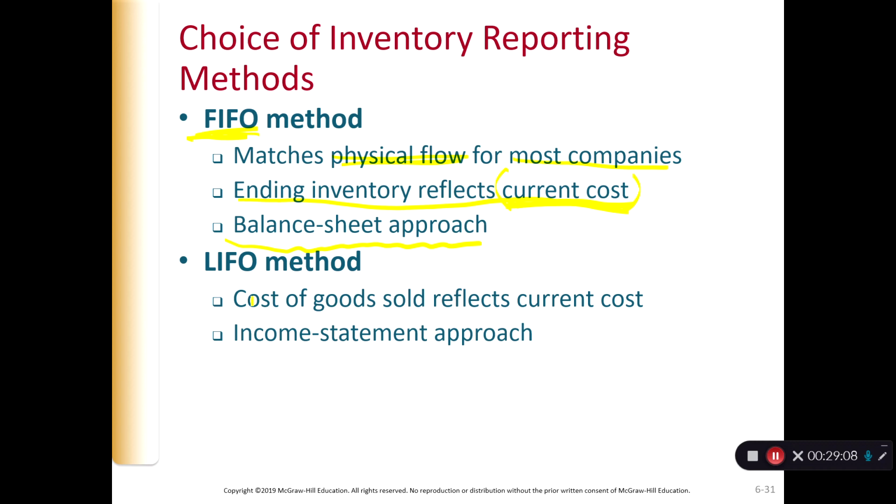And the LIFO method in a nutshell is that the cost of goods sold reflects the current cost. Because you are selling the latest purchase first, the cost of goods sold account reflects the most current cost of the product. Hence we call it the income statement approach.